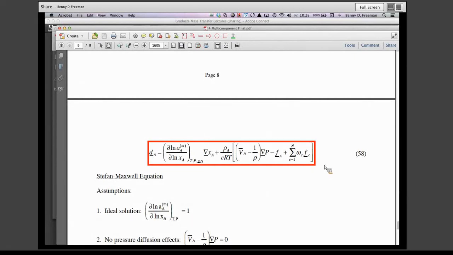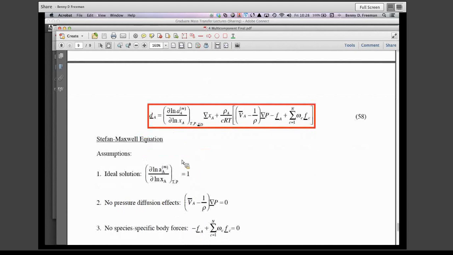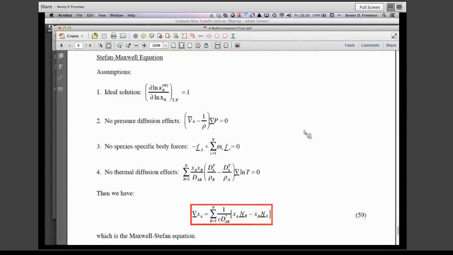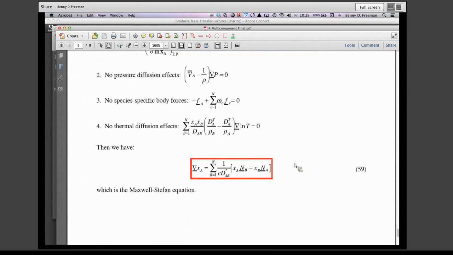The most often seen form of the Maxwell-Stefan equations is not the one with the generalized driving force, but a somewhat more idealized form. If we assume an ideal solution, then this activity term is equal to 1. If there are no pressure effects, then this term involving the pressure gradient is 0. And if there are no species-specific body forces, then the terms involving F sub A and F sub C are 0. Further, if there are no thermal diffusion effects, from the generalized result we get the result shown in equation 59, and this is what is classically known as the Maxwell-Stefan equation.